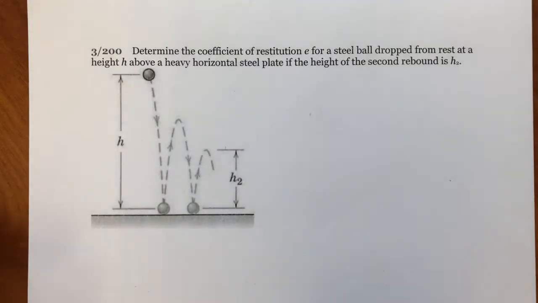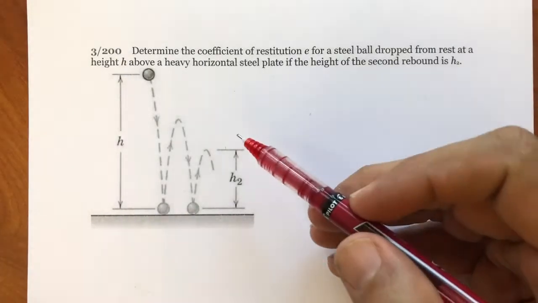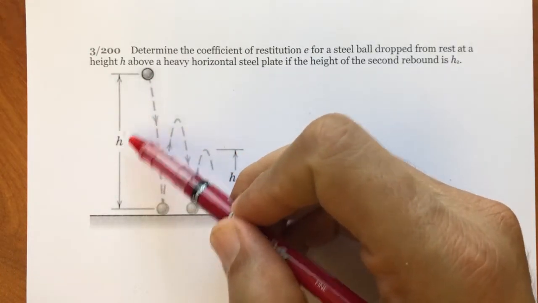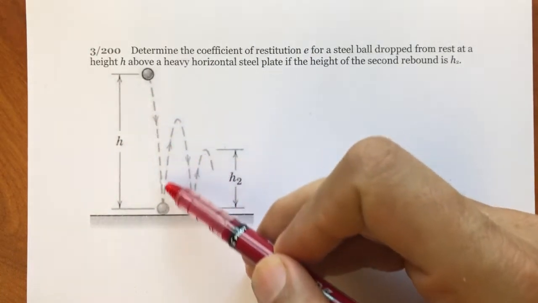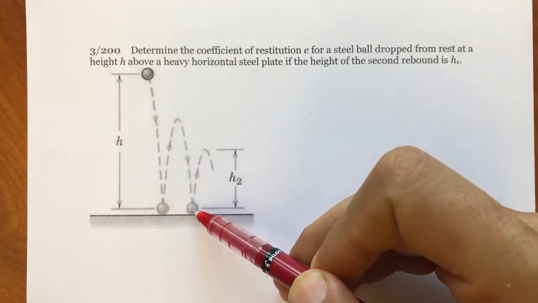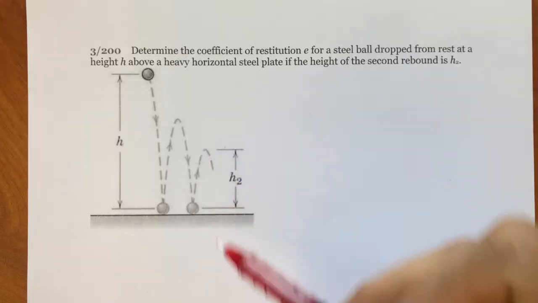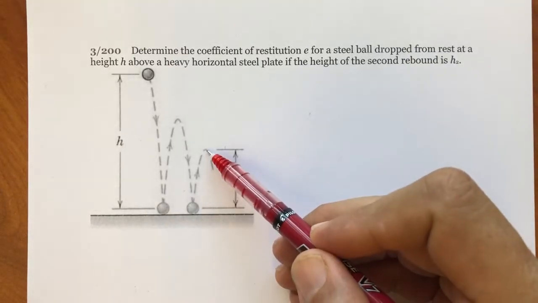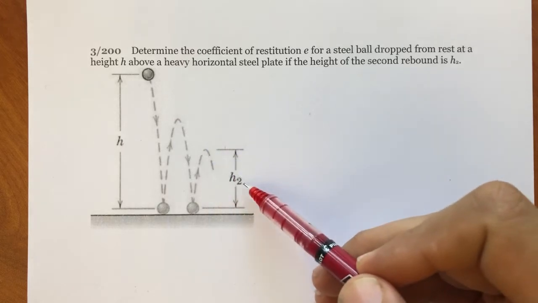One more example for collision. Here we have this particle which we are releasing from a height of h. So it's going to come down and hit the ground and then go up, come back and hit the ground and go up again. And after two collisions with the ground, the maximum height after the second collision is going to be h2.